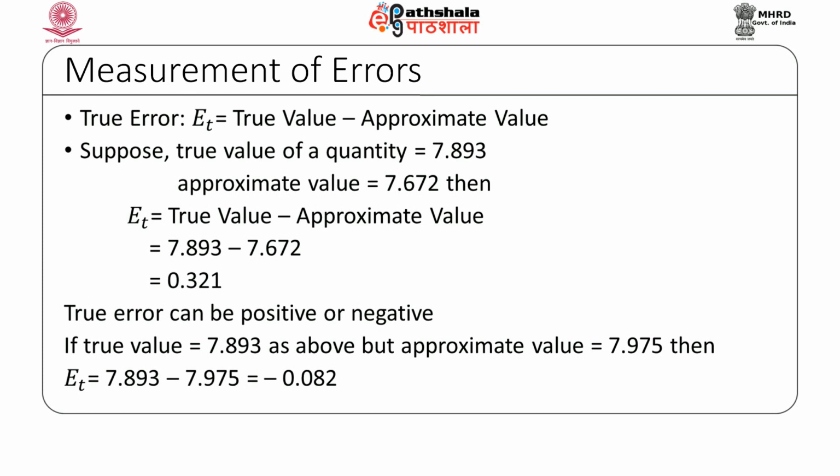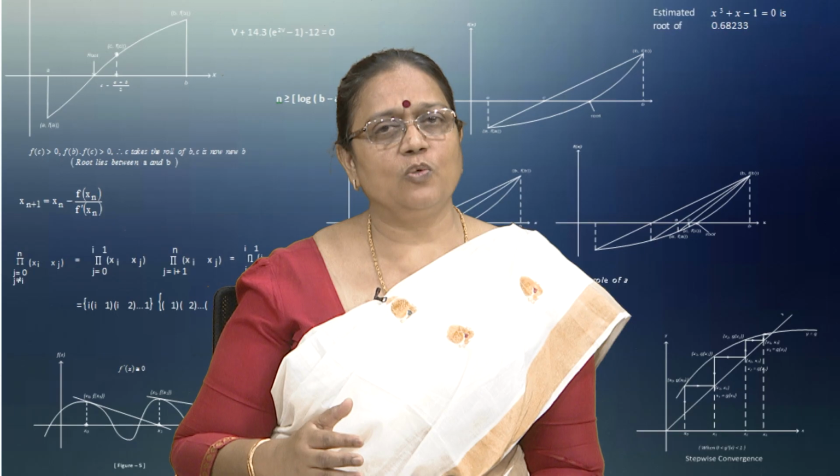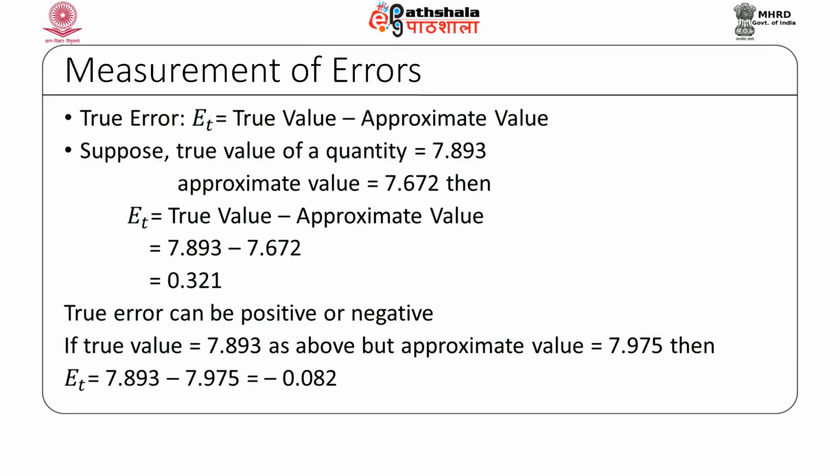The true error can be positive or negative. If we have erred on the higher side, meaning our approximate value is more than the actual value, the true error will be negative, and if we erred on the lower side, meaning our approximate value is less than the actual value, the true error will be positive. So, if the true value is 7.893, but the approximate value is 7.975, higher than the actual, then ET is 7.893 minus 7.975, which gives the answer minus 0.082.